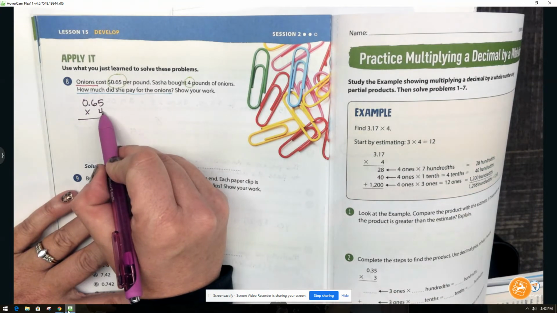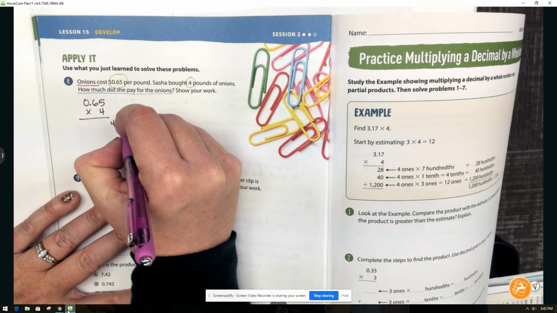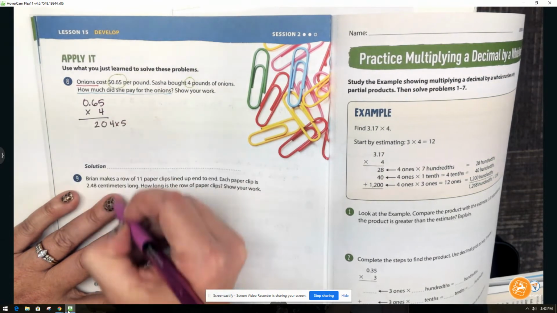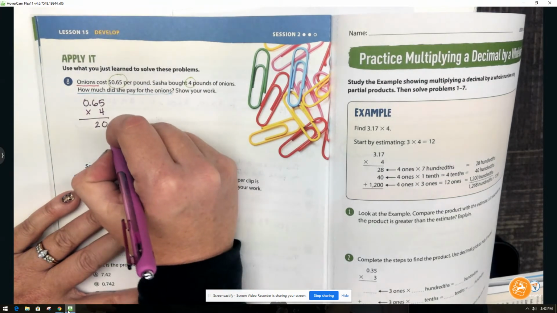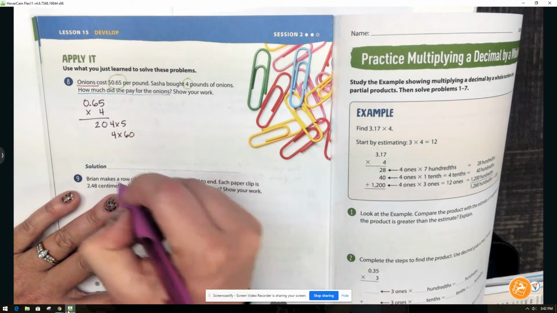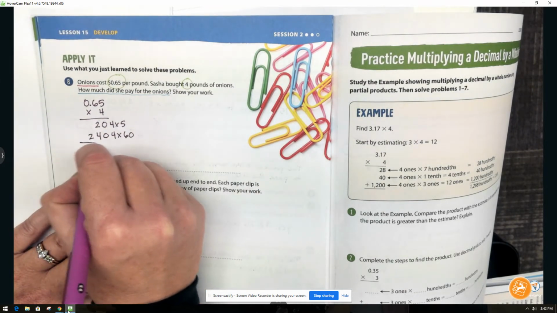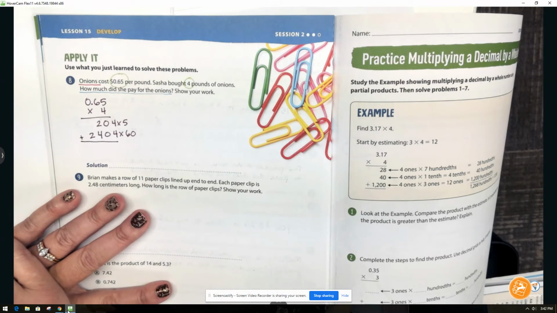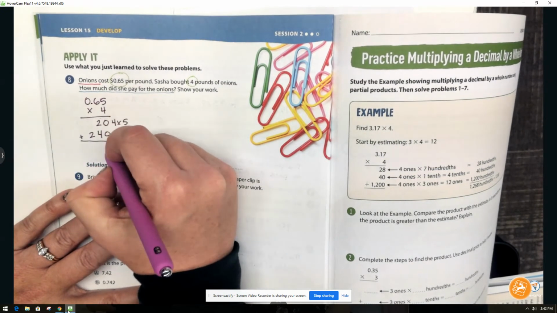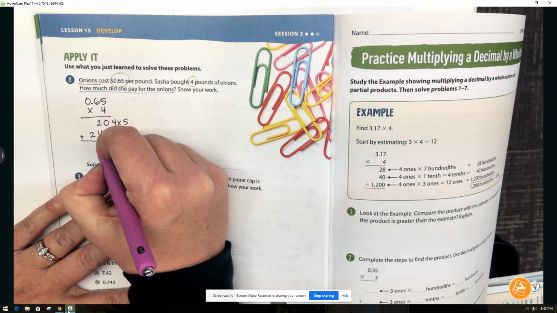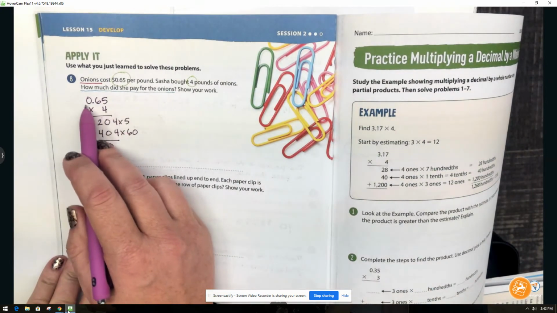So the first thing I'm going to do is multiply 4 times 5. So 4 times 5 equals 20. And then multiply 4 times 60. 4 times 60 is 240. Then to solve the problem, I'm going to add together my two partial products. 0 plus 0 is 0. 2 plus 4 is 6. 2 plus nothing is 2. Remember, I don't need to worry about that 0.